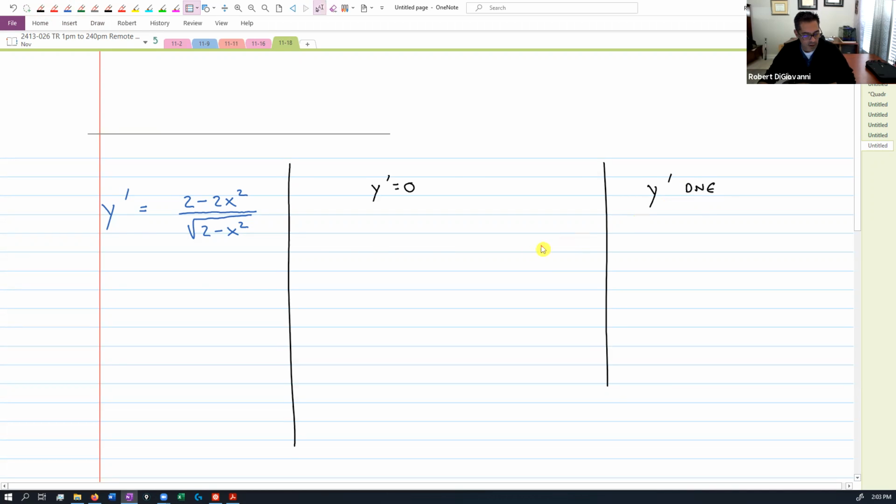All right, so let me look at my derivative. The derivative is a fraction, right? And we said last time that the only time a fraction can be 0 is if the top is 0. So I'm going to just set the numerator equal to 0. I'm going to move the negative 2x squared to the other side. I'm going to divide by 2. And I'm going to take the square root. So I should get plus or minus 1. 2 answers.